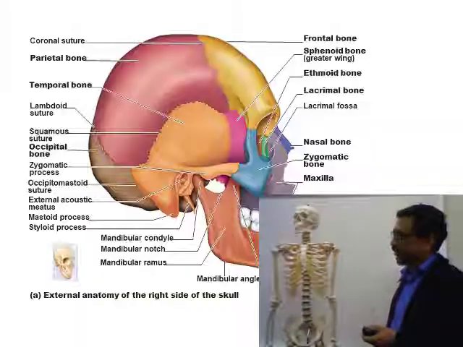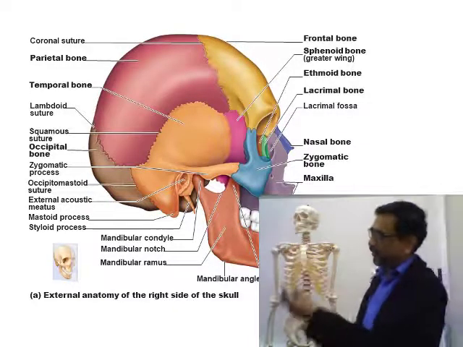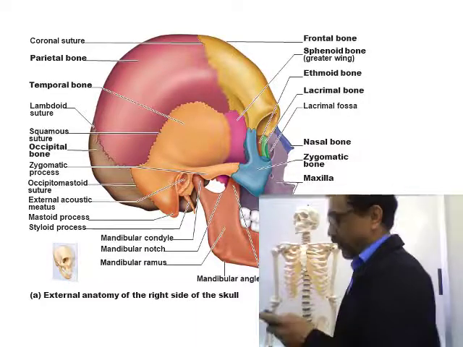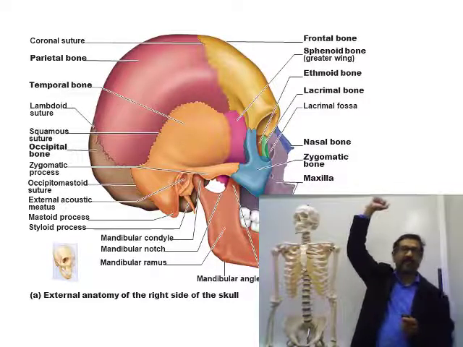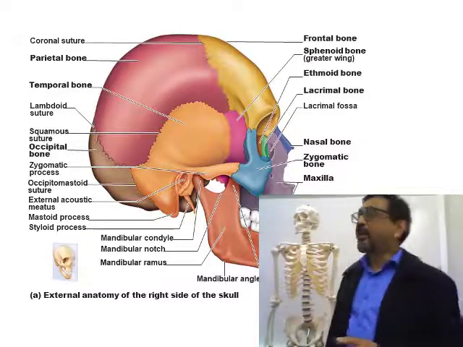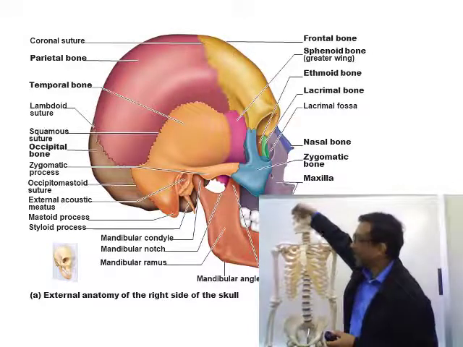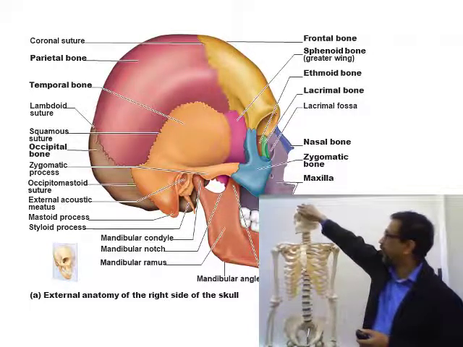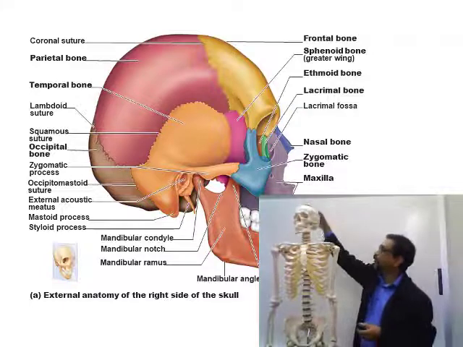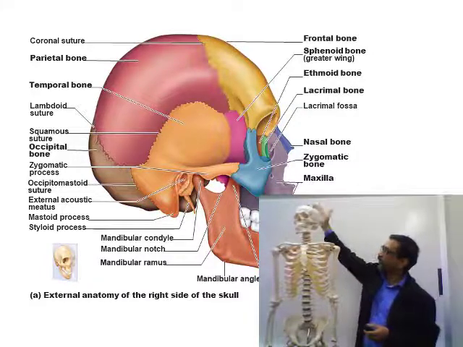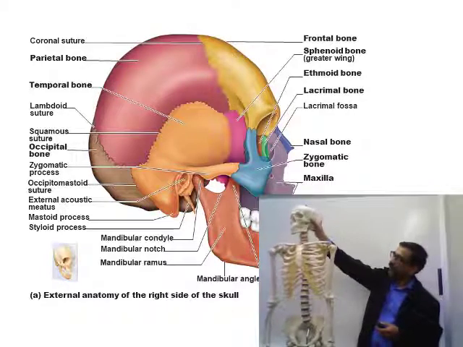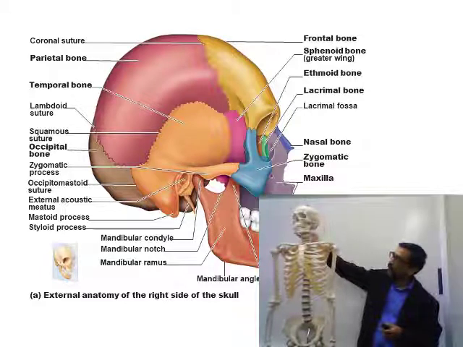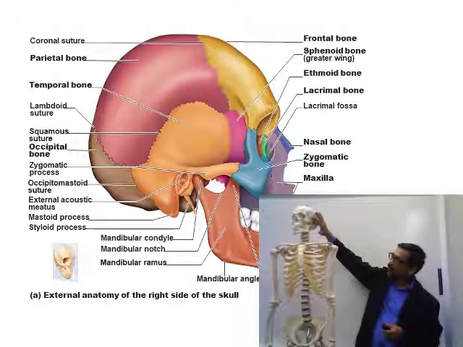Here you see two sets of bones, cranial bones and facial bones. You are looking at the side view. There are 8 cranial bones in the skull. What are those? We have one frontal bone here in the forehead area. Then behind that we have 2 parietals, this is one, this is another. And below the parietal we have 2 temporals.